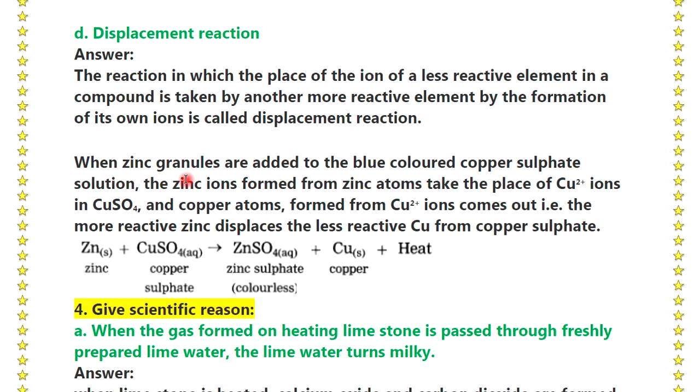When zinc granules are added to the blue colored copper sulfate solution, zinc ions are formed from the zinc atom, which takes the place of Cu2+ ions in CuSO4, copper sulfate, and copper atoms formed from the Cu2+ ions come out. That is, the more reactive zinc displaces the less reactive copper from the copper sulfate. Zinc, a solid, plus copper sulfate, CuSO4 in aqueous form, gives rise to ZnSO4, zinc sulfate, colorless, plus copper and plus heat.